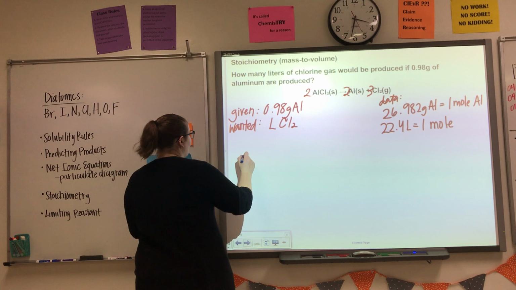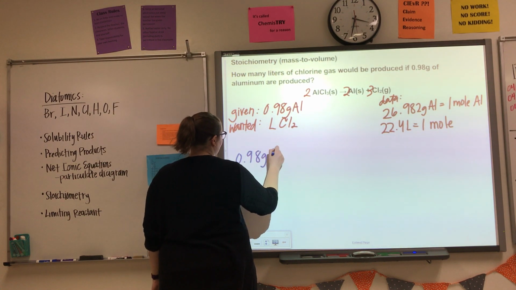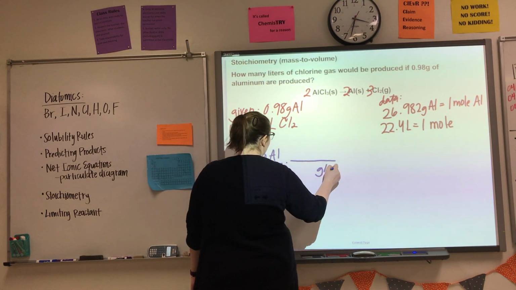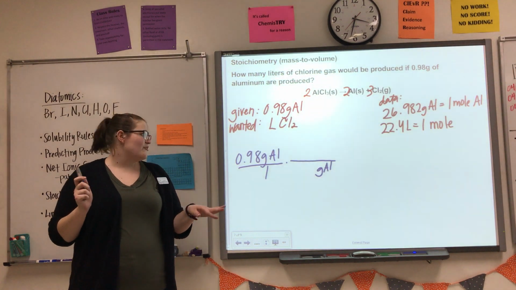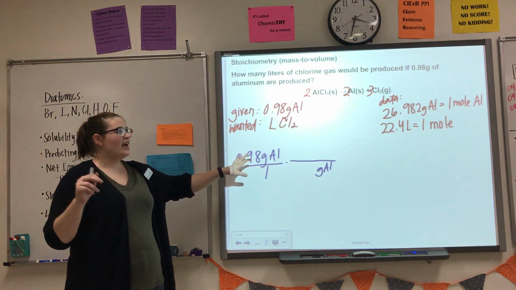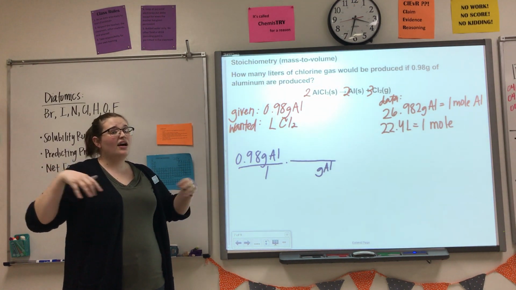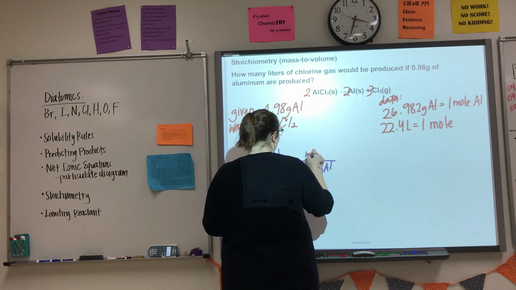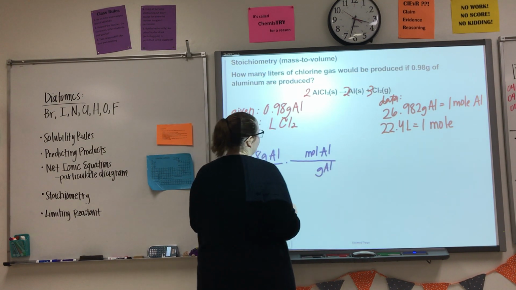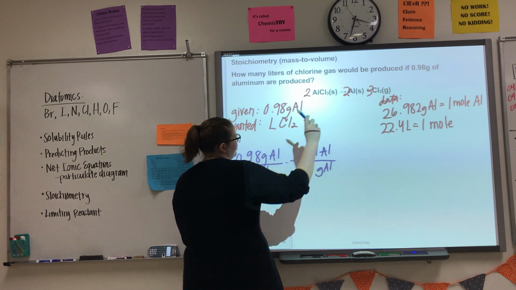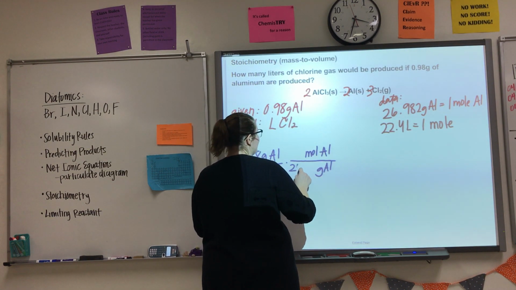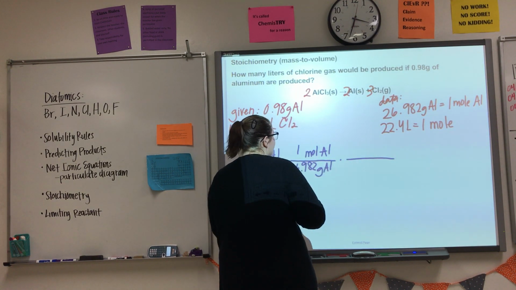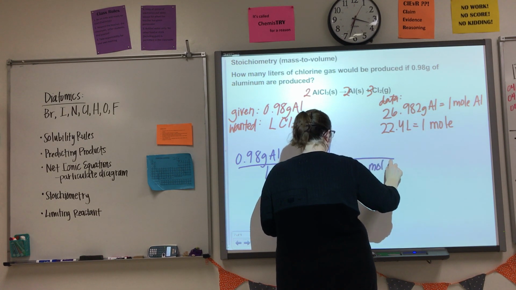Again, I put my given over 1. 0.98 grams of aluminum over 1. Okay, grams of aluminum was on top, so it's going to go ahead and go to bottom. If I have grams of something and I want grams of something else, I obviously have to go through my mole. The answers always go through the mole. So, moles of aluminum is going to go up here in my numerator because I have grams in my denominator and I have this lovely piece of data right here. So for every 26.982 grams of aluminum, I have 1 mole of aluminum. Mole of aluminum is in the numerator, so it's going to hop down here to the denominator.